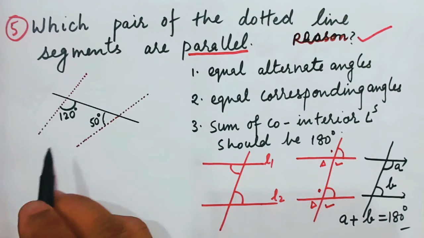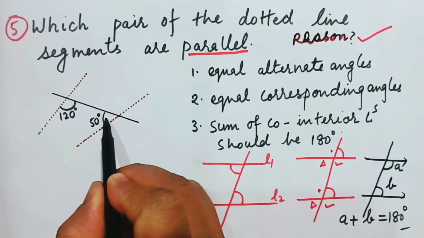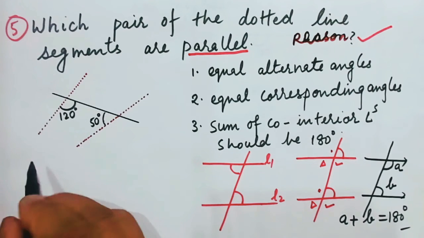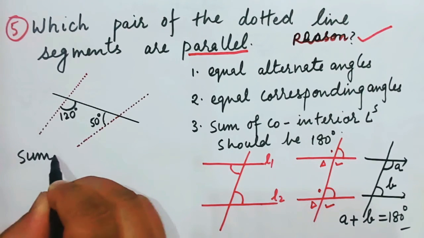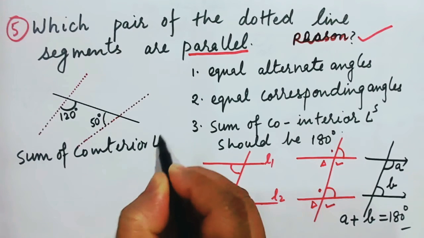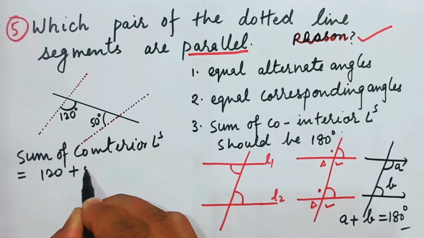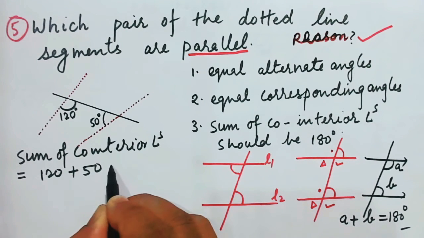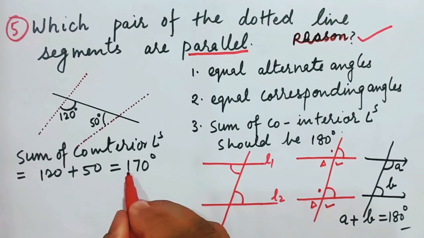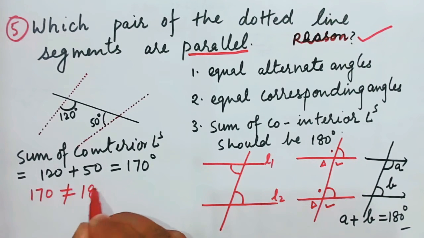Here, have a look. Here, these two are the co-interior angles. So now, when we add these two co-interior angles, the sum of co-interior angles is equal to 120 plus 50, which is equal to 170 degrees. Now, this 170 degrees is not equal to 180 degrees.